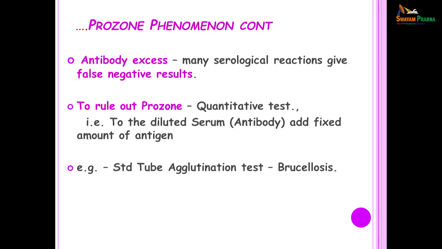Postzone, a terminology which is not often used, is a phenomenon where there is excess of antigen and less of antibody. Here again, your reaction will not be observable. So, how do we overcome this prozone phenomenon?